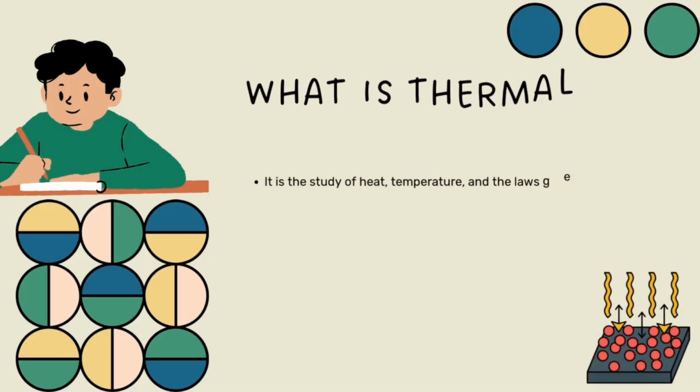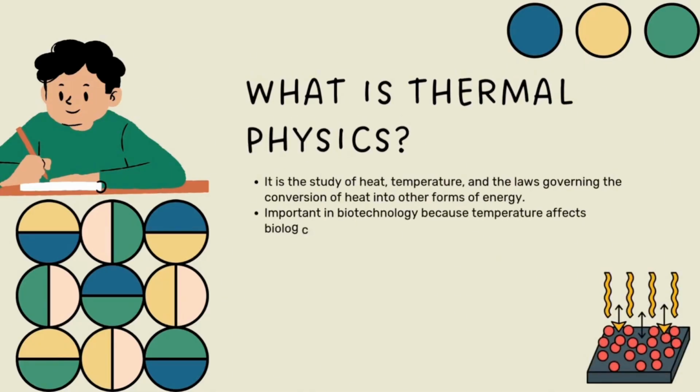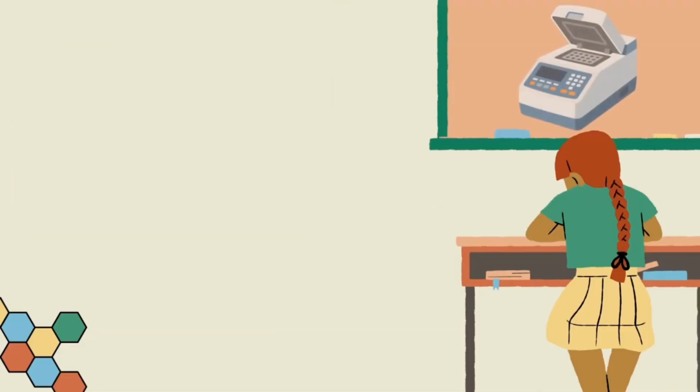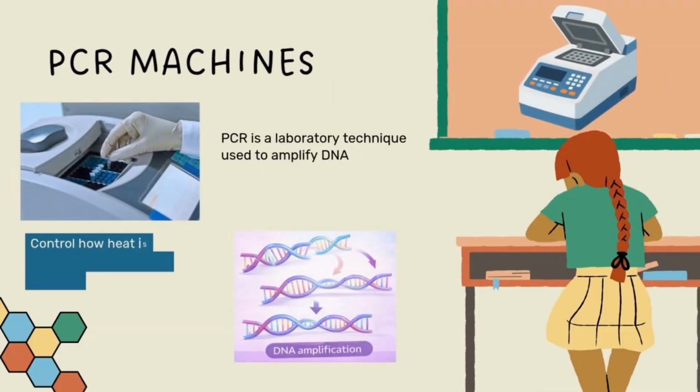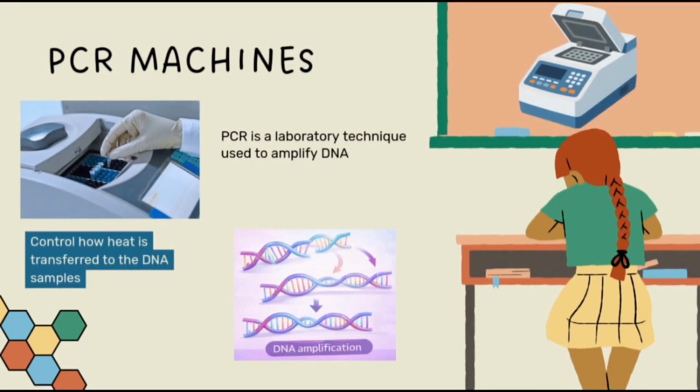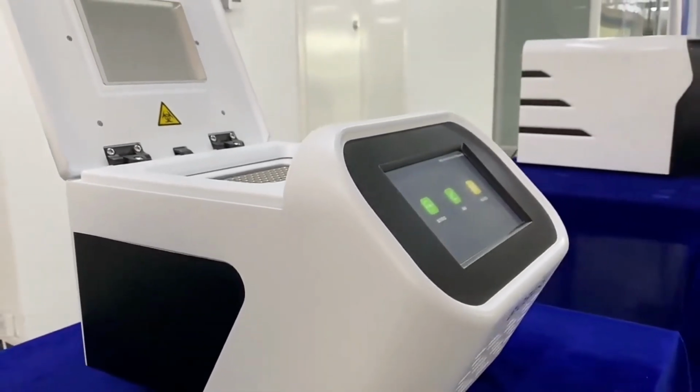So I will explain about the thermal physics in PCR machine. It is very important in biotechnology. PCR is a laboratory technique used to amplify DNA. This process depends on precise temperature control. In a PCR machine, thermal physics controls how heat is transferred to the DNA sample during repeated heating and cooling cycles. So this is an example of PCR machine.